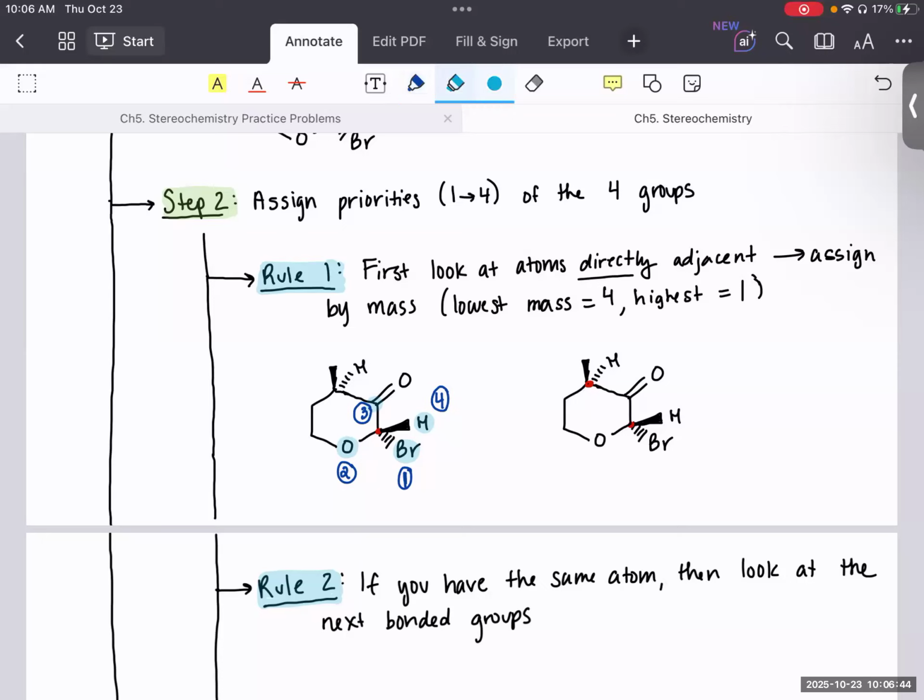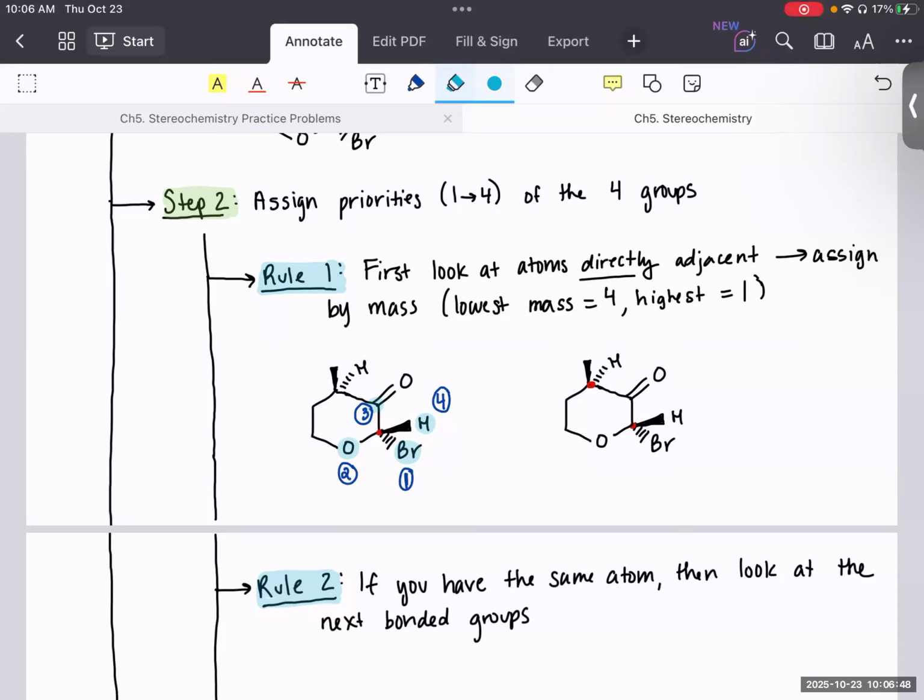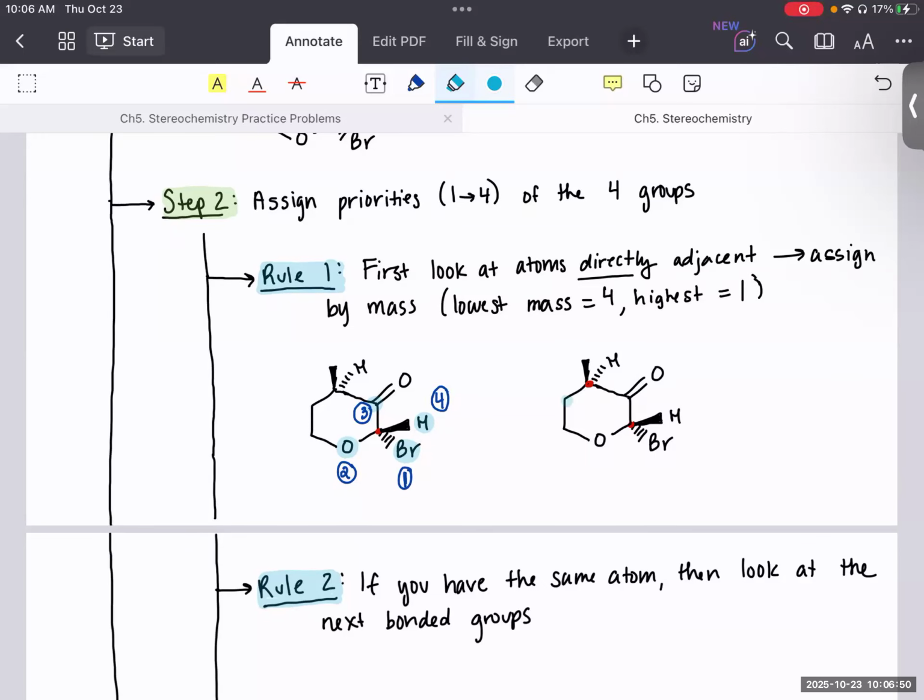Next, we can take a look at the structure on the right, which is the exact same. We're just going to be focusing on that top carbon here. Here we have four different groups: a carbon, another carbon, another carbon, and then a hydrogen. For this first step, we can't really compare the carbons. They all have the same mass. And so the only one that we can assign initially is going to be that 4. Then we'll have to use the other rules to assign the next priorities.